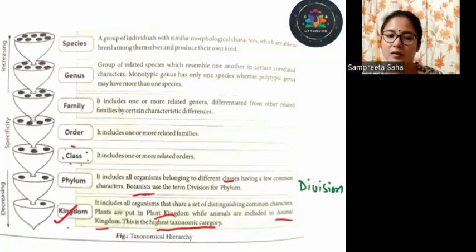All right. So the next level we have is class. So what is a class? It includes one or more related orders. Order is the next lower level after class. So the order includes one or more related families.